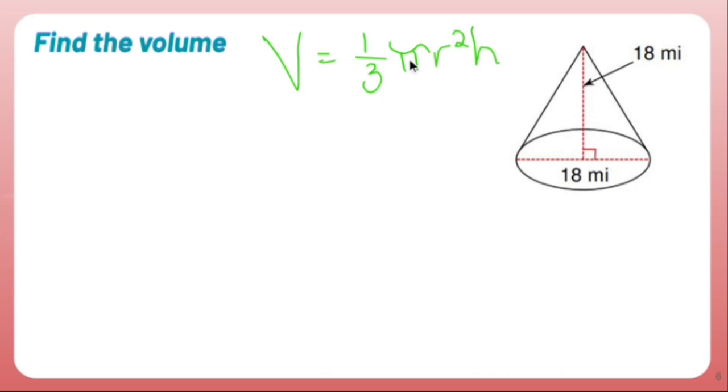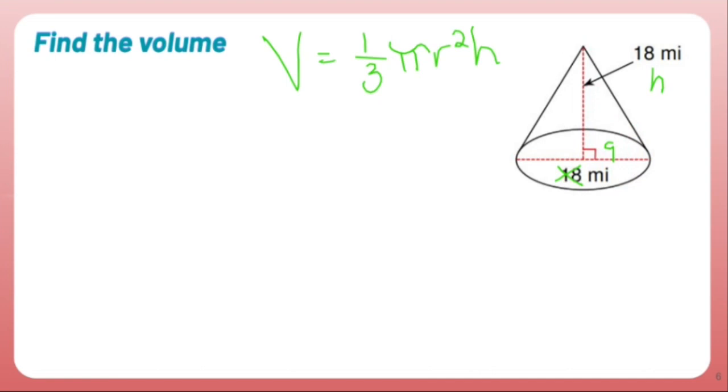Now, what I have here is 1/3 pi r squared h. What I have is my height. My height is 18. What I don't have is my radius. This 18, it has to do with my diameter. So I don't care about 18. I care about half of it, which is 9.